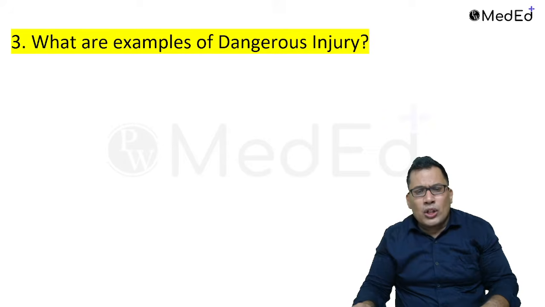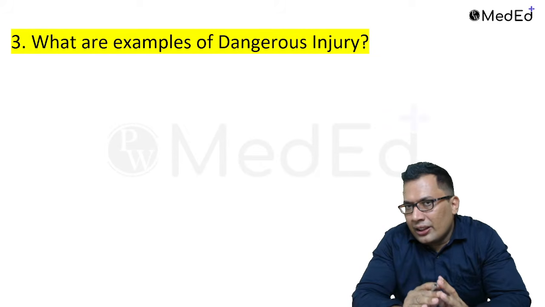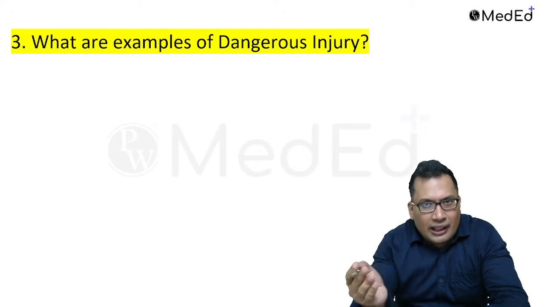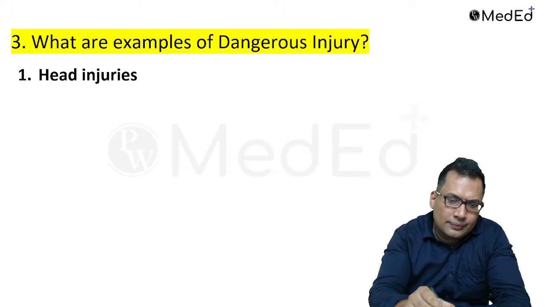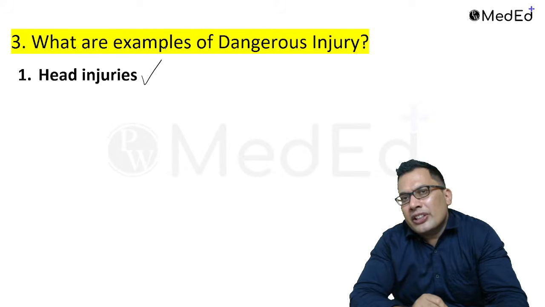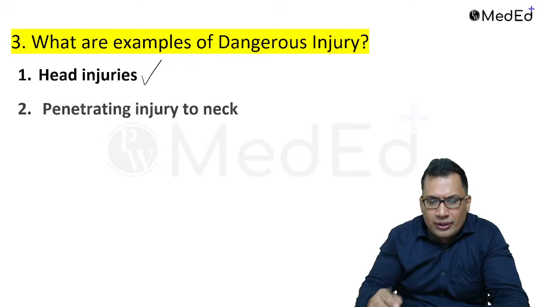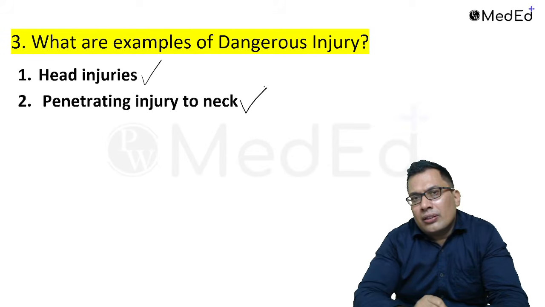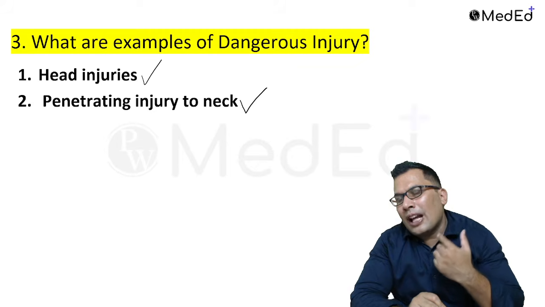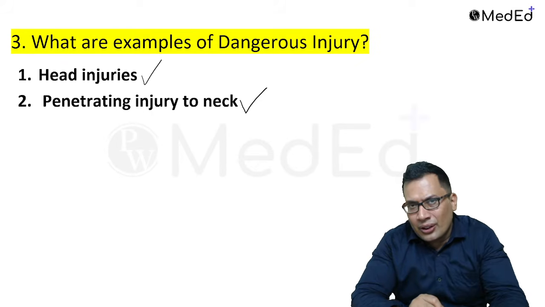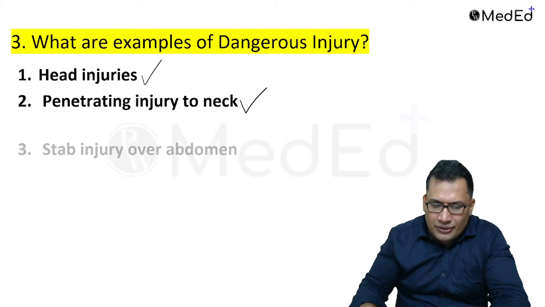The question can be asked, what do you mean by dangerous injury? Dangerous injury is not defined in BNS or IPC. A dangerous injury is one which endangers life. For example, head injury leading to loss of consciousness, vomiting, and other neurological signs can be dangerous. Penetrating injury to the neck, leading to damage to the platysma, since the neck consists of neurovascular bundles, so damage to that can be dangerous.